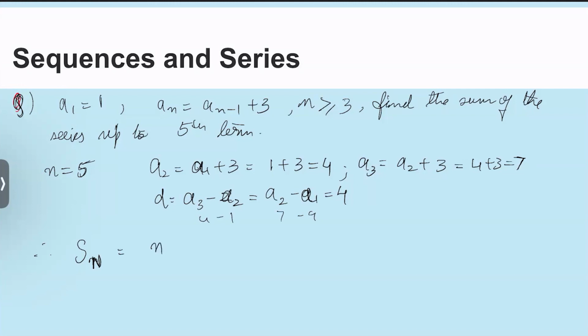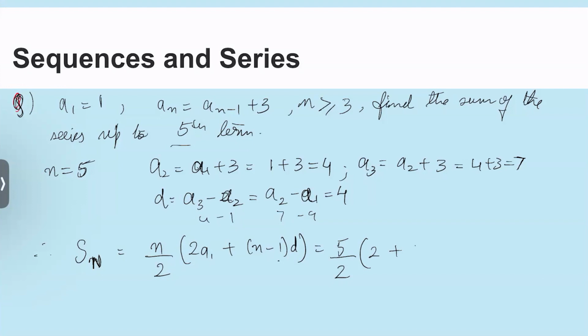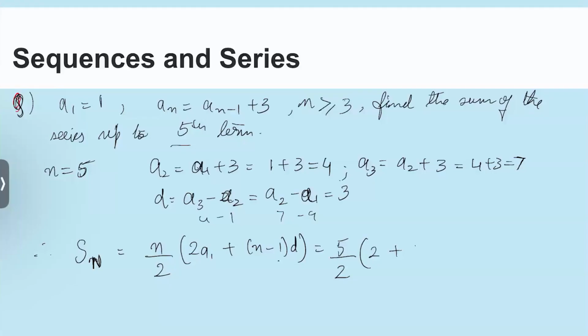Now if you want to find the series, you have Sn equal to n by 2 into 2a1. Even if you write 2a or 2a1, it only means the first term that we have to write. And then you have n minus 1 d. We want to find up to the 5th term, so 5 by 2. 2 into 1 is 2, plus n minus 1. Oh sorry, this d is 3, it's not 4. I'm sorry, this is going to be 3. 4 minus 1 is 3, and 7 minus 4 is 3. So now n minus 1 is 5 minus 1, which is 4, multiplied by 3.